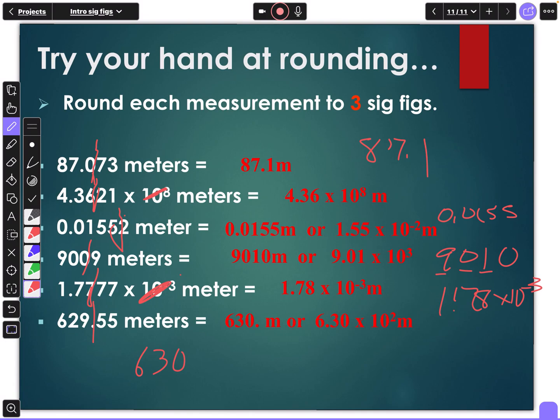So what I can do to correct that, remember, if I put a decimal anywhere in there, if I put this decimal at the end, that's the same number. 630 and 630 with the decimal is the same number. I put that decimal in there, it makes this 0 become significant, and that would be 3 significant figures.